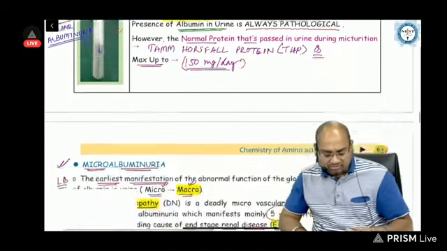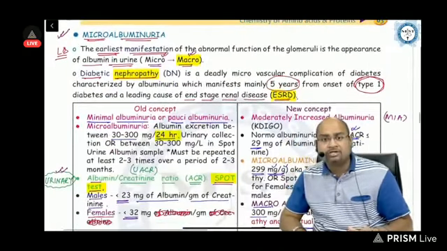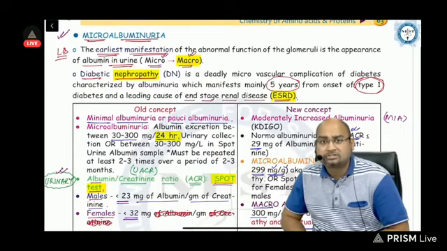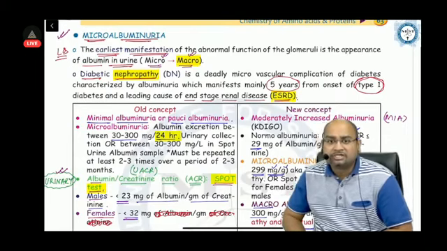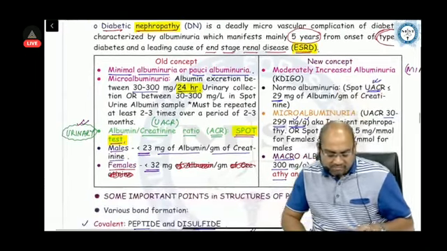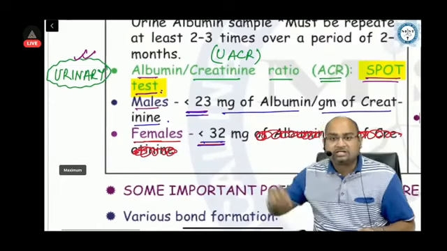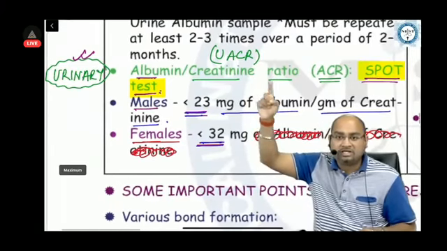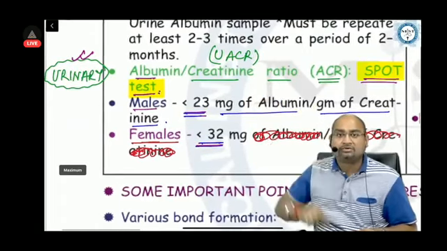However, all of us know microalbuminuria is one of the earliest manifestations of kidney damage. To diagnose it, we have to look for this MCQ test, called UACR, the urinary albumin creatinine ratio.